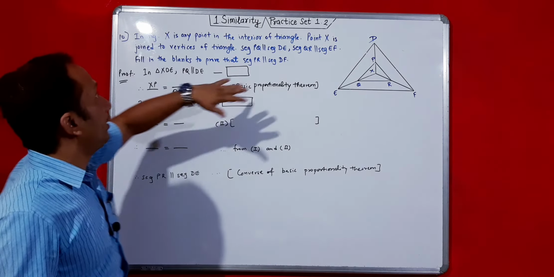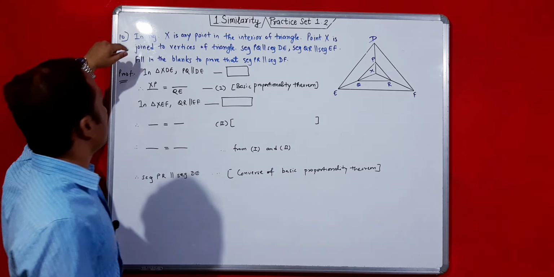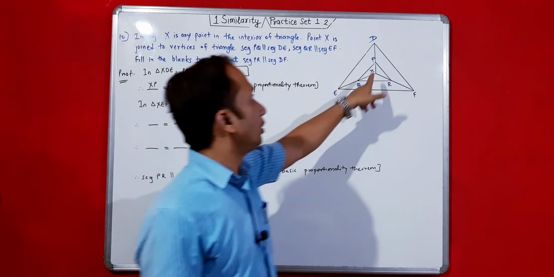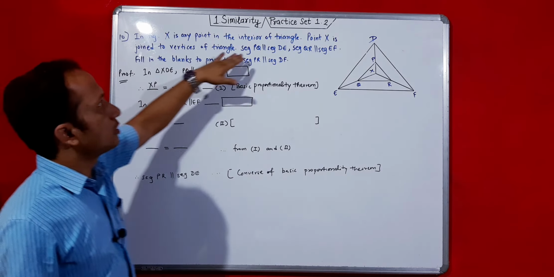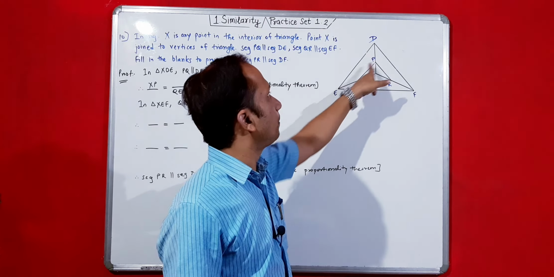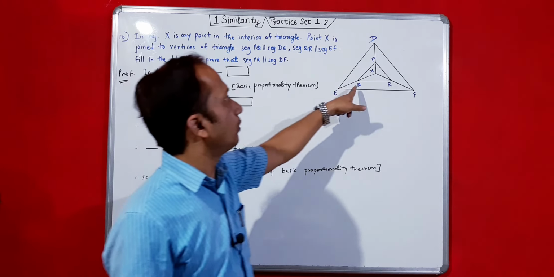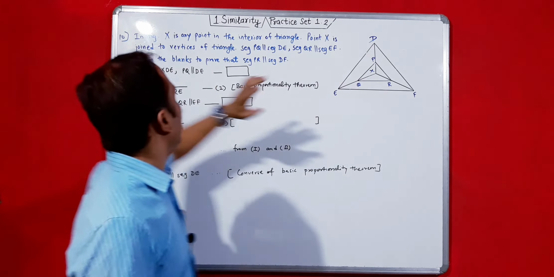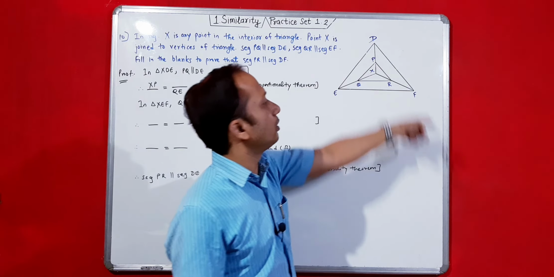In the figure, X is any point in the interior of the triangle. You can see this diagram. Point X is joined to the vertices of the triangle. All these vertices are joined to point X. Seg PQ is parallel to DE, and QR is parallel to EF. Fill in the blanks to prove that seg PR is parallel to DF. We have to prove this.